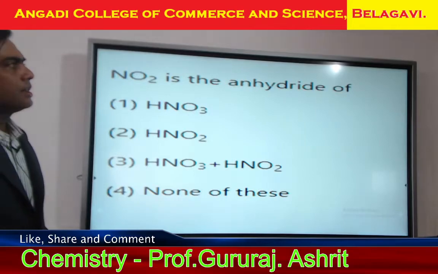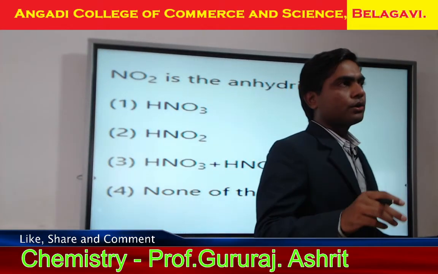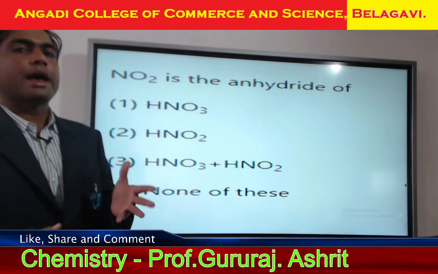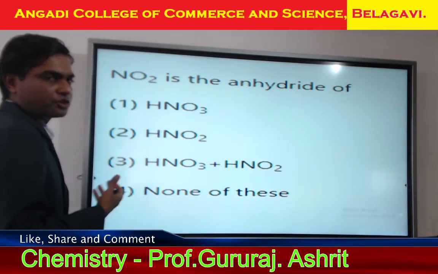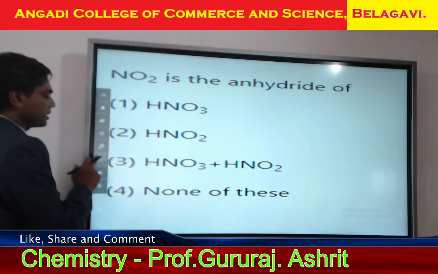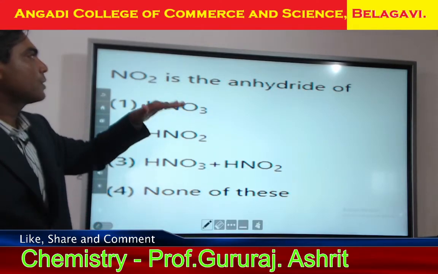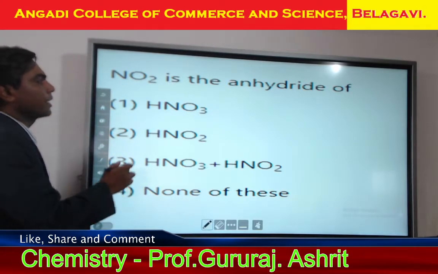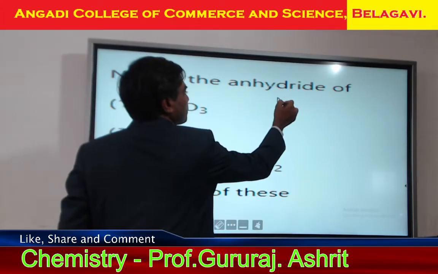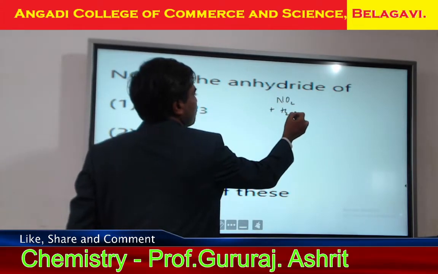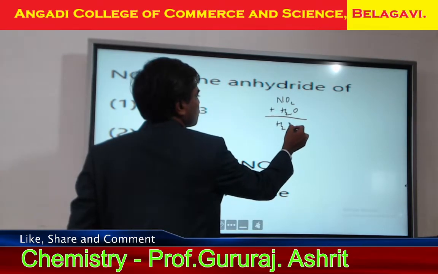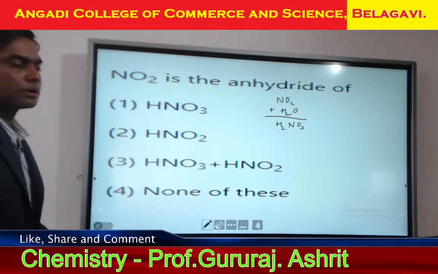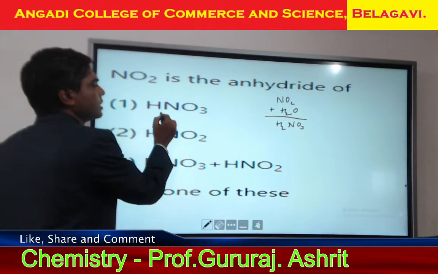NO2 is the anhydride of. I told in the first option question that if they ask about the anhydride, what you have to do? Just remove the water from the compound which is given, or just add water to this one. What compound will we get? That will be the correct answer. Okay. Now NO2 plus H2O, if you add, you will get the compound H2NO2. This is not the correct compound. So I should add more amount of water. Okay. So like this, first I will go HNO3.